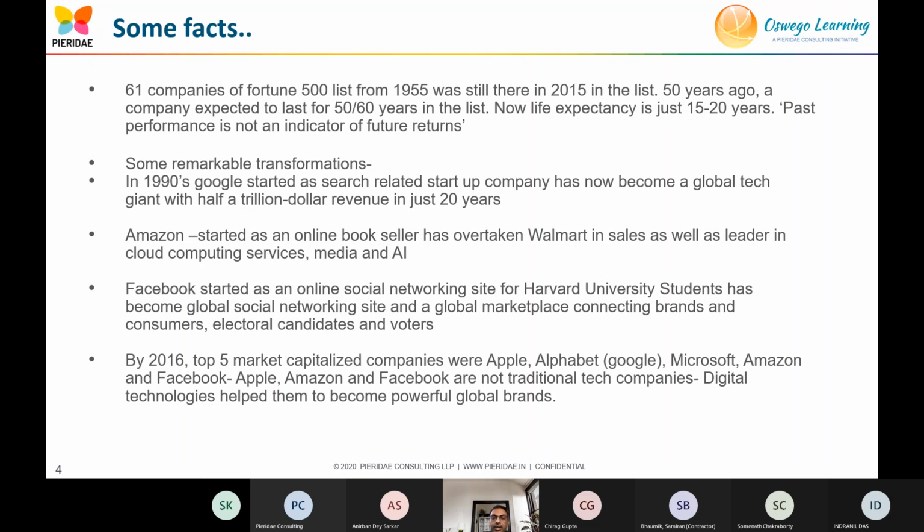That company got bankrupted, right? So there is no guarantee that if you have done well in the past, you'll still continue to do well in the future. There is no guarantee. But some companies have tested this situation and they have evolved. They have done transformation and they are still in the Fortune 500 list.